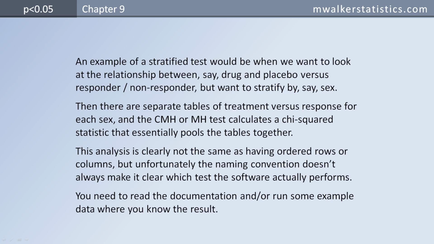An example of a stratified test would be when we want to look at the relationship between, say, drug and placebo versus responder, non-responder, but want to stratify by, say, sex. Then there are separate tables of treatment versus response for each sex, and the CMH or MH test calculates a chi-squared statistic that essentially pools the tables together. This analysis is clearly not the same as having ordered rows or columns, but unfortunately, the naming convention doesn't always make it clear which test the software actually performs. You need to read the documentation and/or run some example data where you know the result.